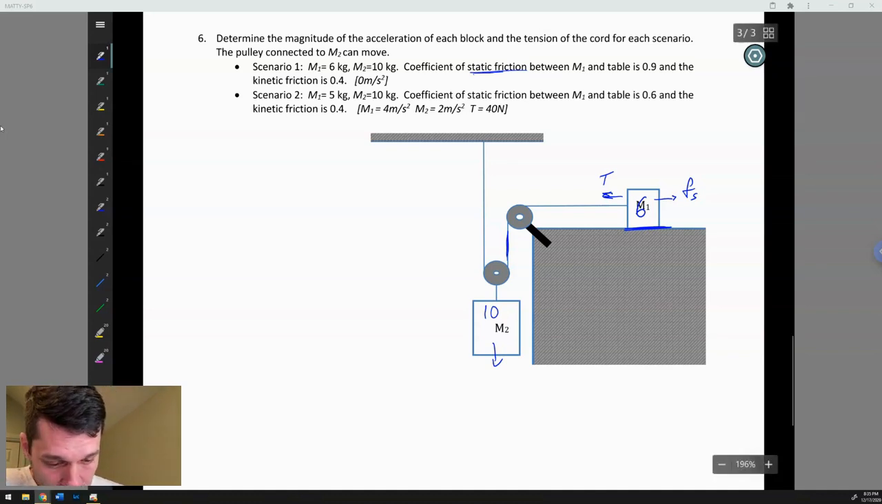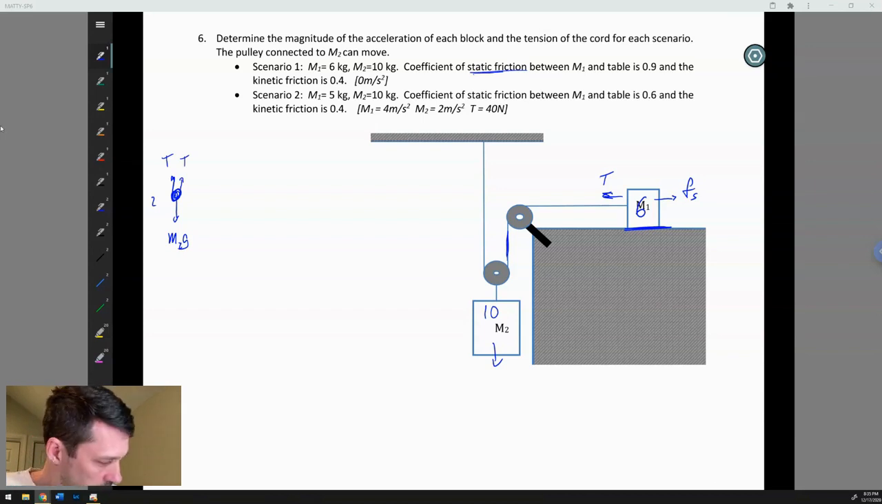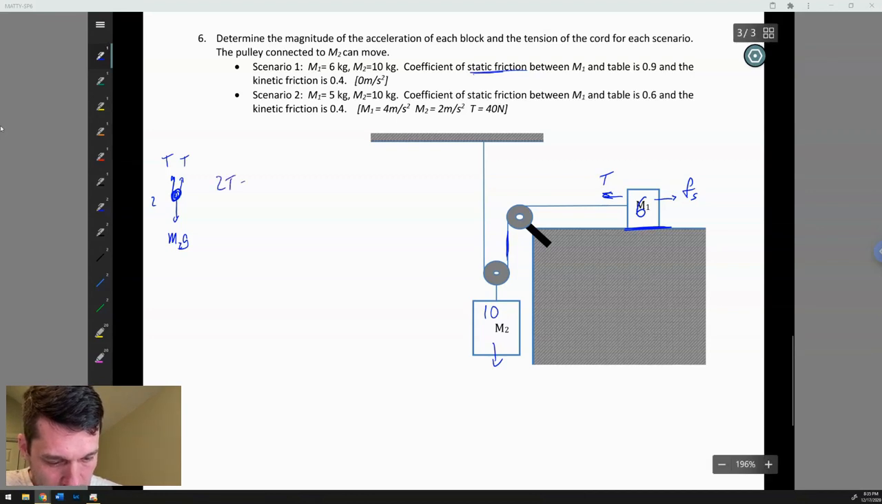So that means M2 has M2g down like that, and there are two tensions upward. There are two ropes upward on that object, and if it's at rest, then 2T equals M2g, and I already know the mass of that is 10 kilograms, so 2T equals 100 newtons. Tension is going to be 50 newtons. All right, so let's bring that over to the first object, M1.